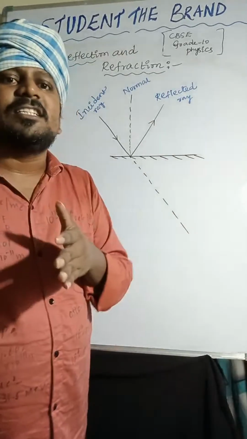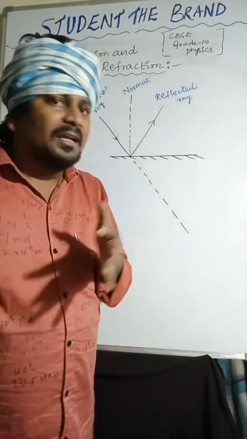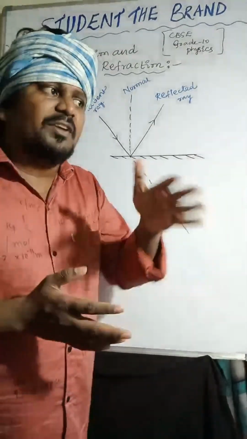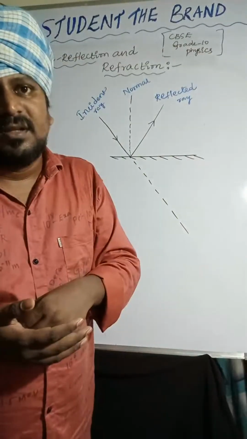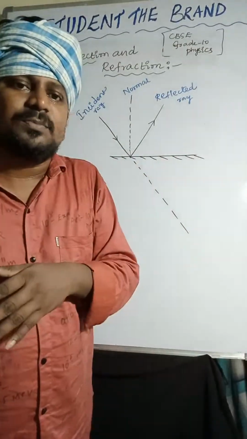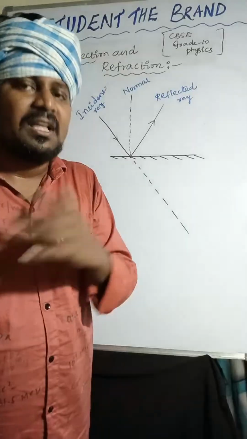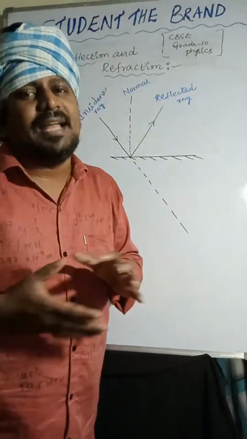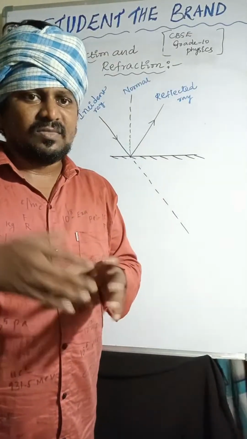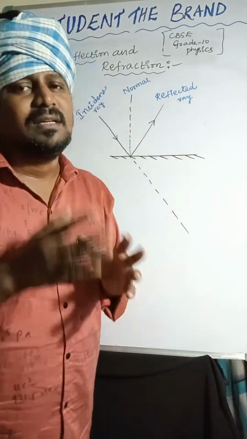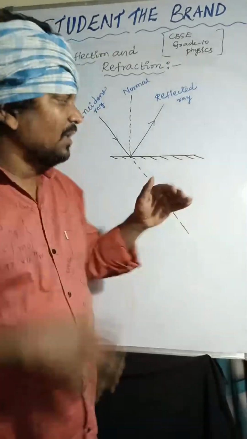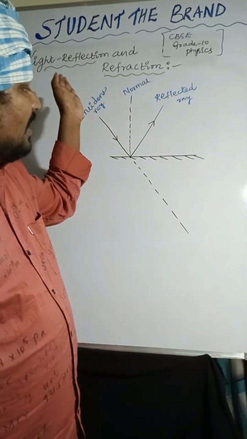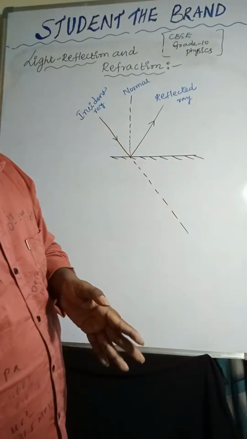In a heterogeneous medium, light will change its direction when it is moving from one medium to another medium. But in a homogeneous medium, the light ray will travel in a straight line path. So this is the undeviated line.